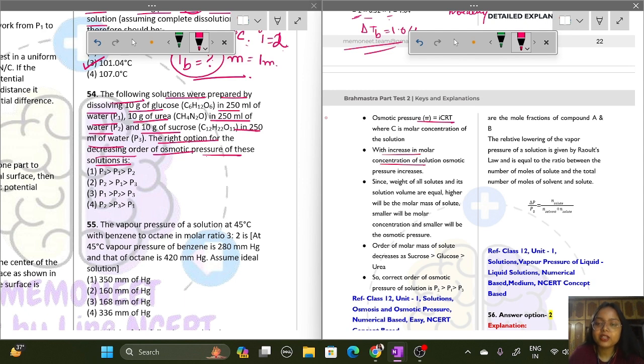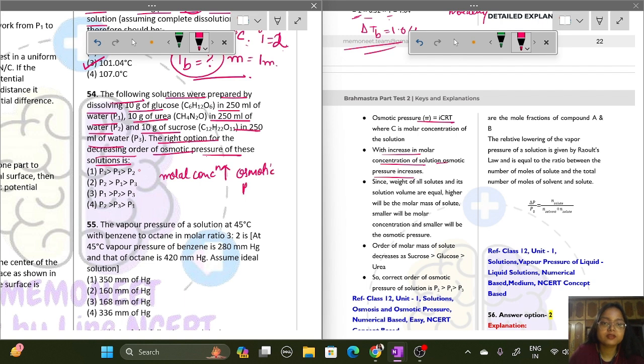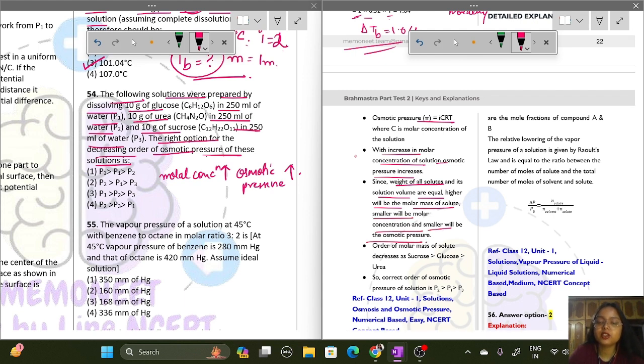Now with the increase in molar concentration of the solution, osmotic pressure increases. As the molar concentration increases, the osmotic pressure will also increase. Since the weight of all the solutes and the solution are equal, the higher the molar mass, the smaller the molar concentration and the smaller the osmotic pressure. So we know these two relations between molar concentration and osmotic pressure.